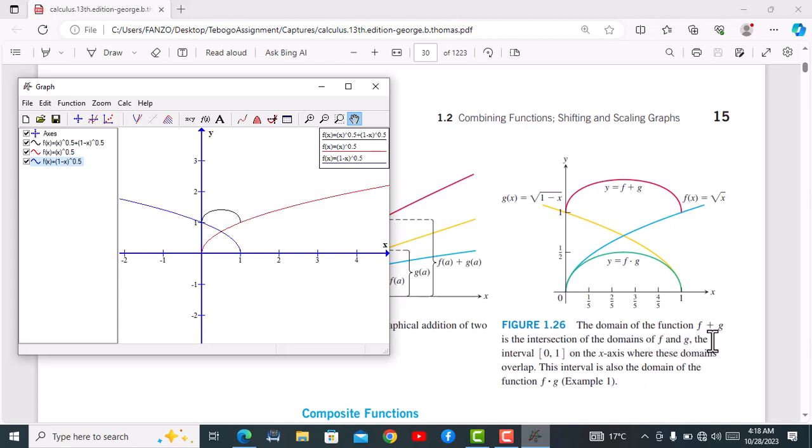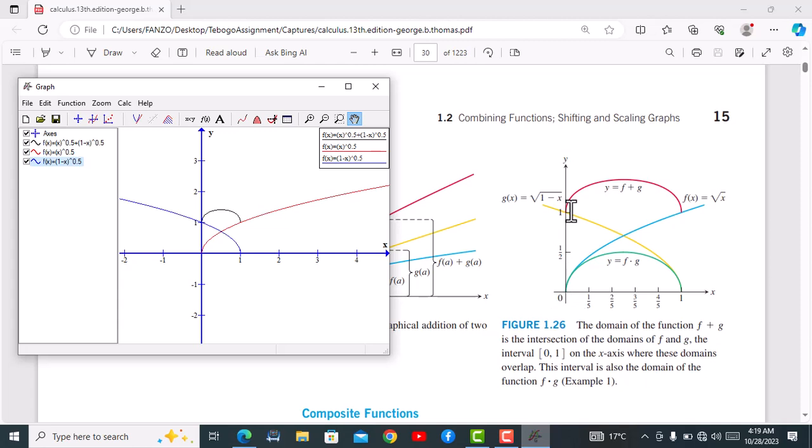Therefore, we are saying the domain of the function f plus g is the intersection of the domains of f and g. So I showed you a simple way when we were using Notepad as to how to find those values. With the square root of x, you will say x should be greater or equal to 0, and here you will say 1 minus x should be greater or equal to 0, and you will find the domain of both, which will be 0 and 1.